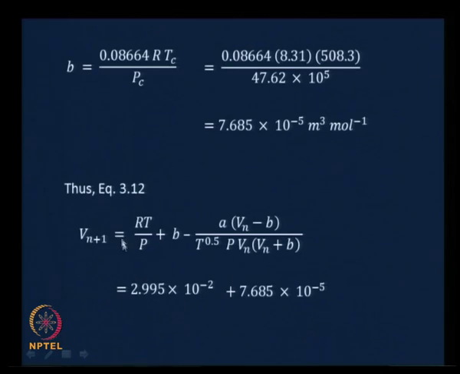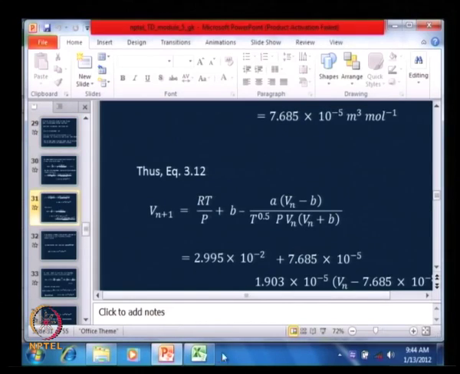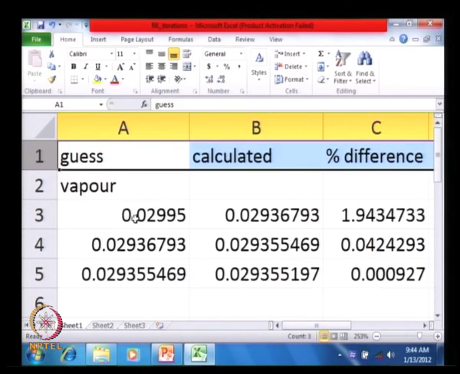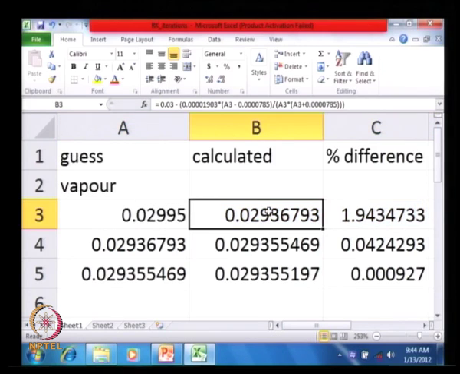Now, this is nothing but our ideal gas volume. Therefore, this is what we are going to use as the first guess, 0.02995, and then if we calculate all those RT by P plus B and so on and so forth, whatever was in the right hand side, we would get 0.02936793. I mean, do not have to worry about too many things. The way we calculated is given here.